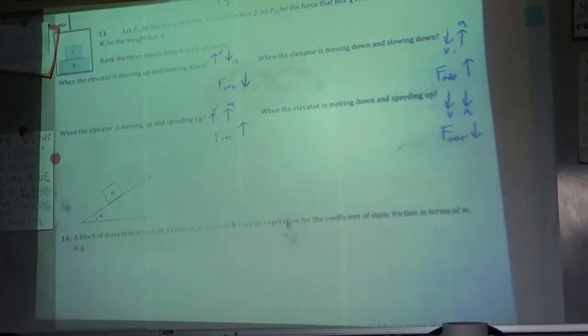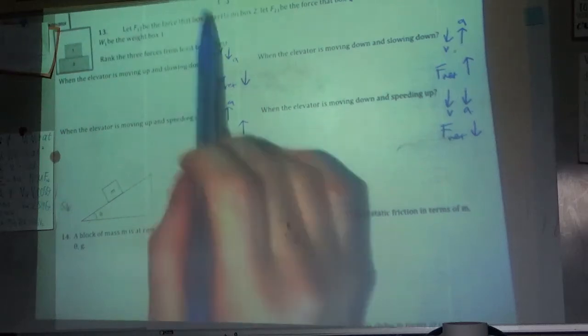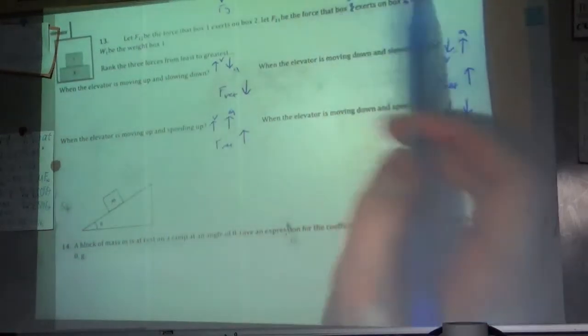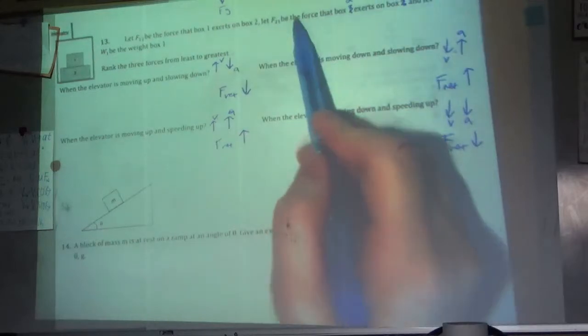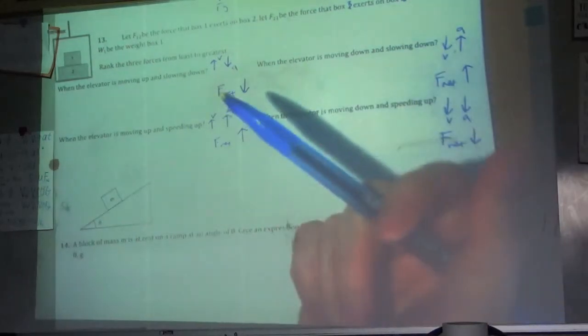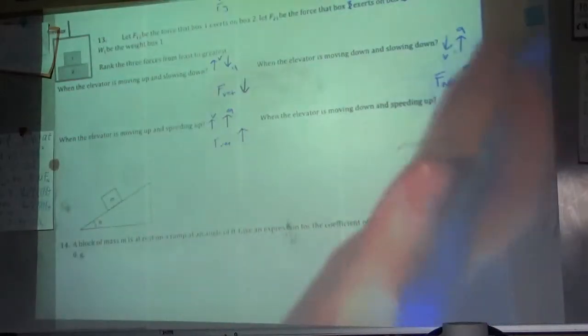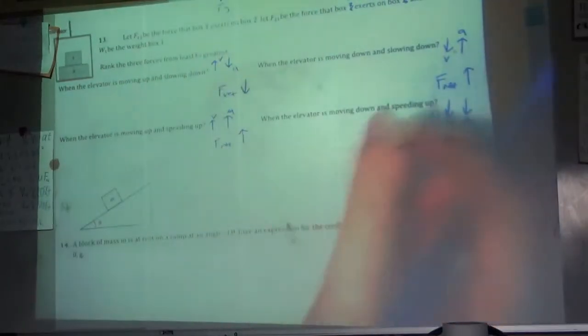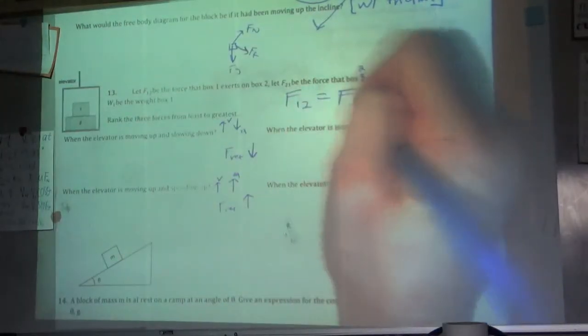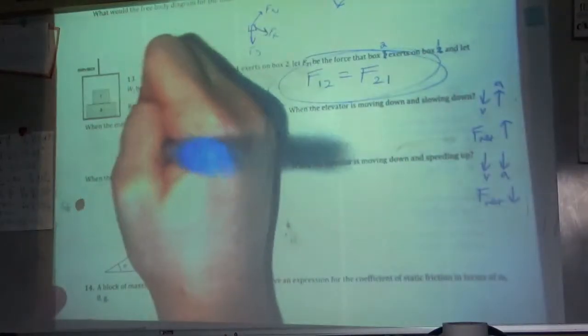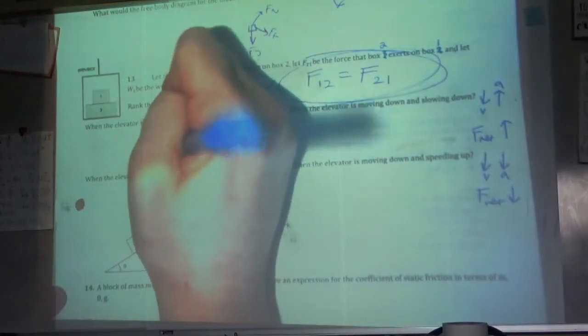So now we have to look at our individual forces. By definition, the force that 1 exerts on 2 and the force that 2 exerts on 1 have to be the same, because that's Newton's third law, equal and opposite forces. Remember, we described it as the force of A on B is the same as B on A. If it's the same two objects, their force on each other has to be the same. So F12 is going to be equal to F21 no matter what the situation. So we can go ahead and put these in all of them.